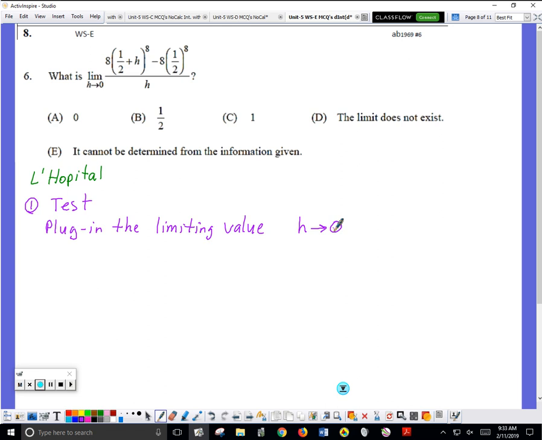Let's see. Put a 0 here. I want everyone to see it for themselves. Look at the numerator. Raise your hand and tell me: if I put in a 0 for h, don't overthink it, what will the value of the numerator become? We're testing the numerator here, so we've got 8, 1/2, plus 0. The answer is 0. Now we plug in the limiting value in the denominator. That obviously is 0.